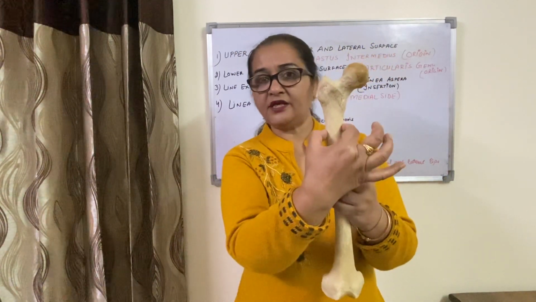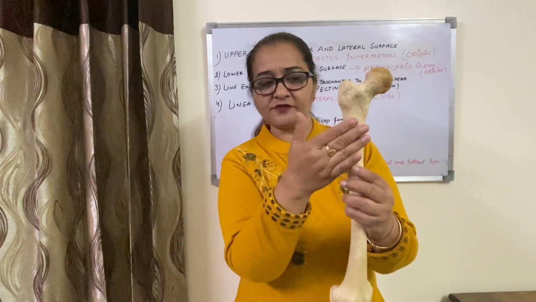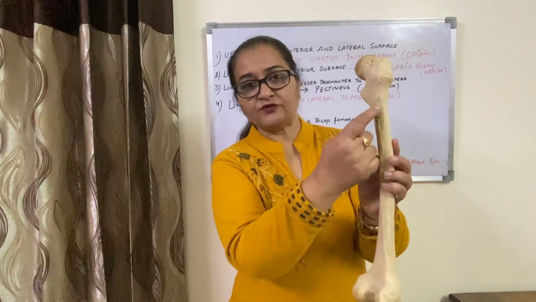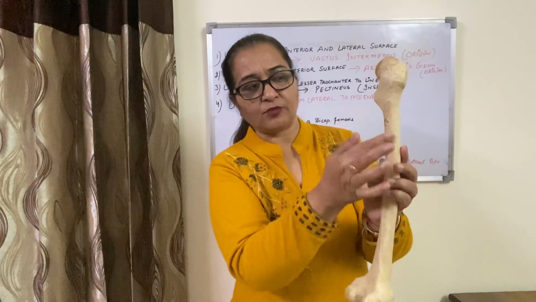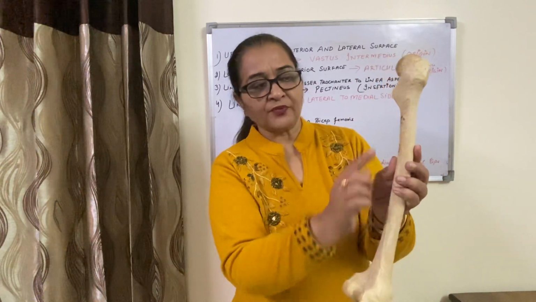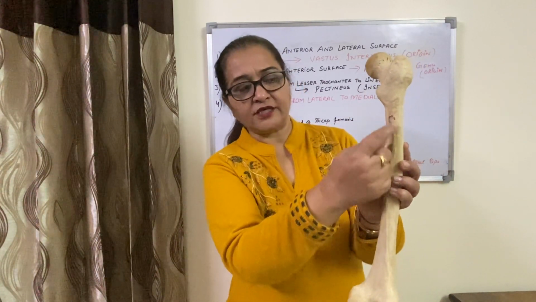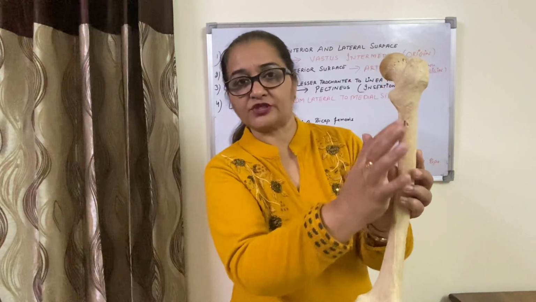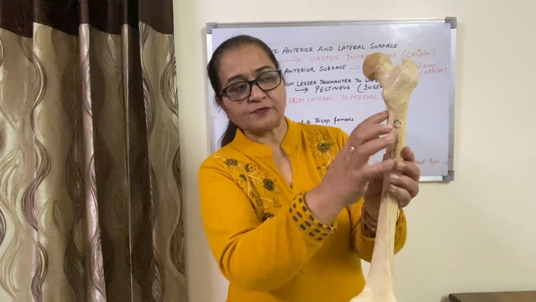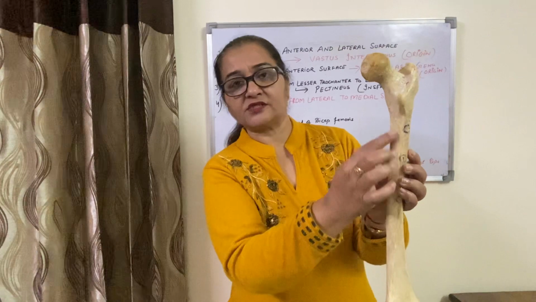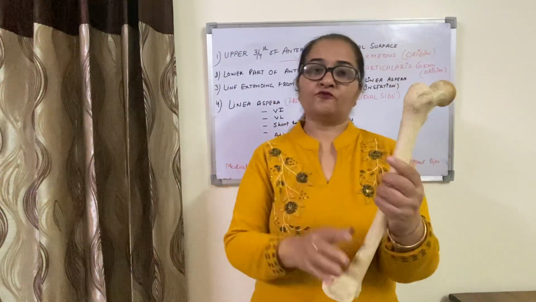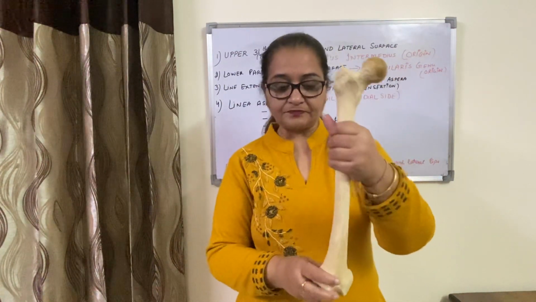Between the lateral and medial border, there is the anterior surface. Between the lateral lip of the gluteal tuberosity and the lateral border, this is the lateral surface. Between the spiral line and the lateral lip of the gluteal tuberosity, this is the posterior surface. And between the spiral line and the medial border, this is the medial surface. So there are four surfaces in the upper portion.